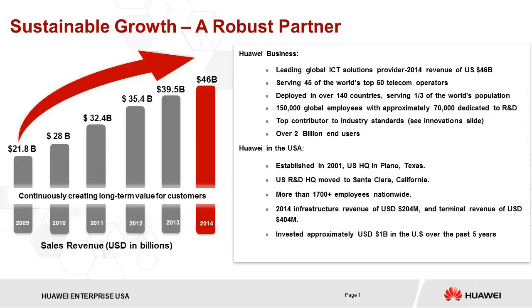First of all, for those of you who aren't familiar with Huawei, we're now a $46 billion company in 2014, and it's just a global powerhouse. I think we're finally starting to get some pretty good name recognition here in the United States, but globally, Huawei provides 45 of the top 50 telecom operators infrastructure gear, and we're doing business in hundreds of countries around the world, and obviously as well in the USA. Our headquarters are in Plano, Texas, and we have over 1,700 employees in the United States, and a booming business going globally and here in the U.S.